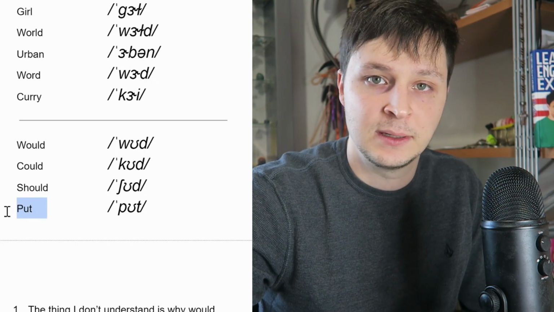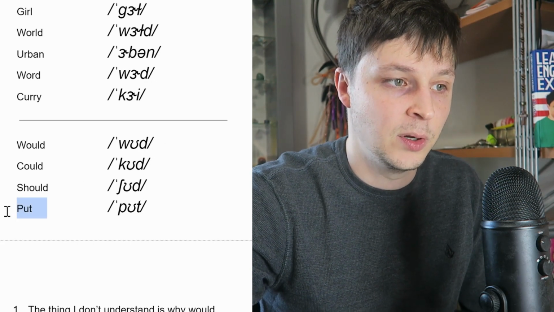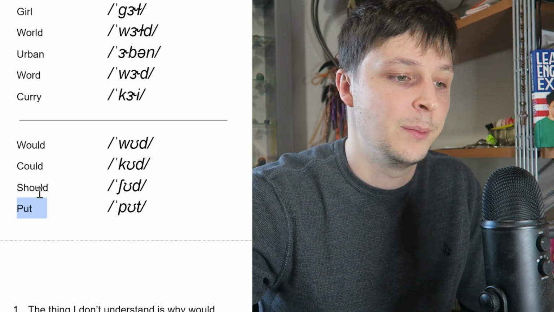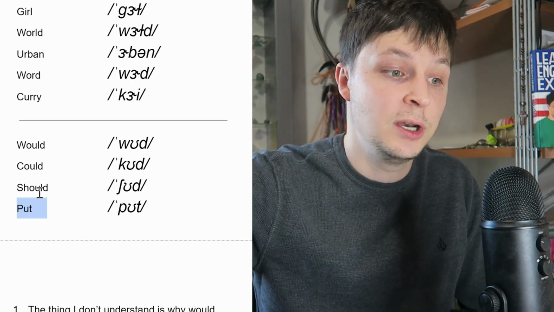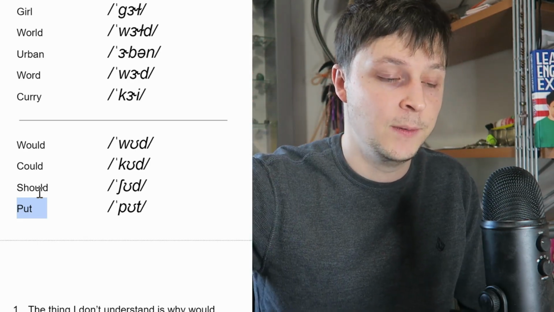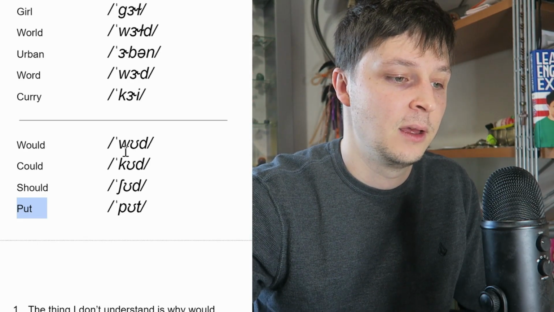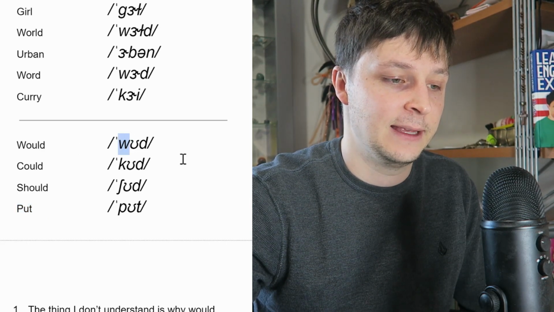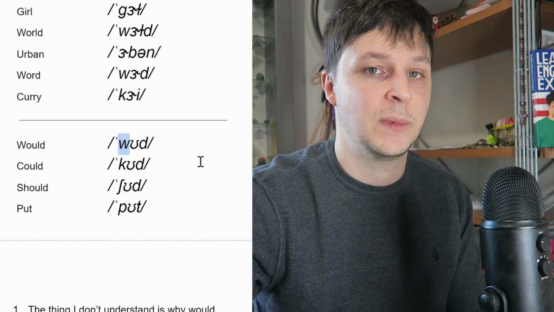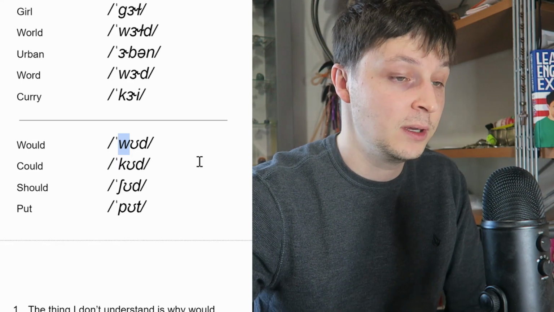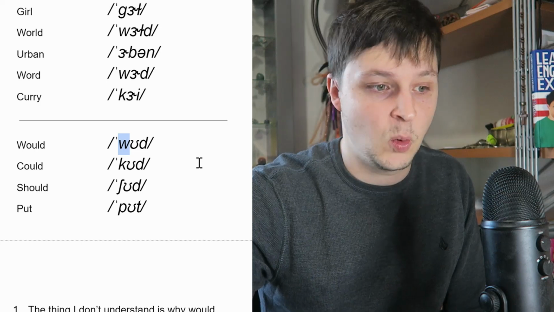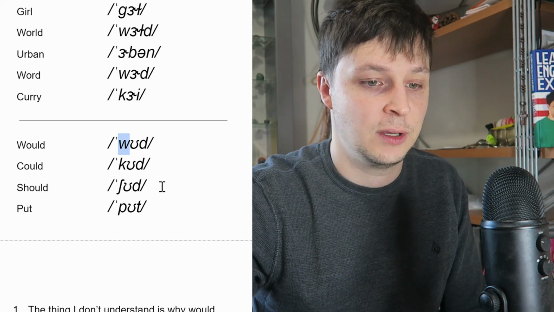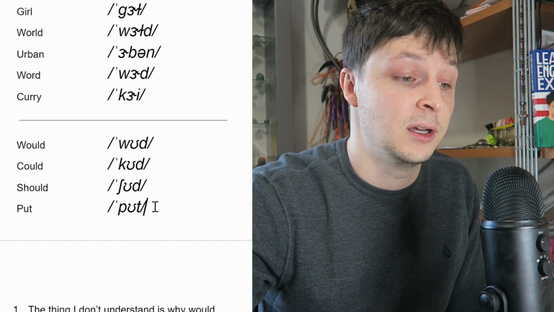It's not put. It's not pot, put, put, should, could, would, without the L. Of course, this is more of an advanced lesson, and you guys know that W is not pronounced as a V like would. Some Italians say like would. Please don't do that. It's would, could, should, and put, put.